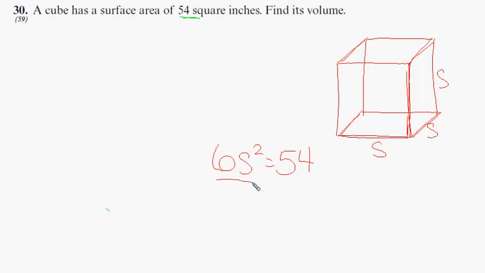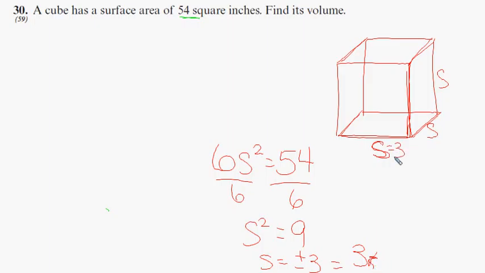because we've been told that the surface area is 54 square inches. So if I divide both sides by 6, that gives me S squared is equal to 9, which gives me S is equal to plus or minus 3. Obviously, -3 is not a good solution since you can't have a negative dimension. So that means we know that the length of the side is just 3. So if this is equal to 3, then this is equal to 3, and this is equal to 3.